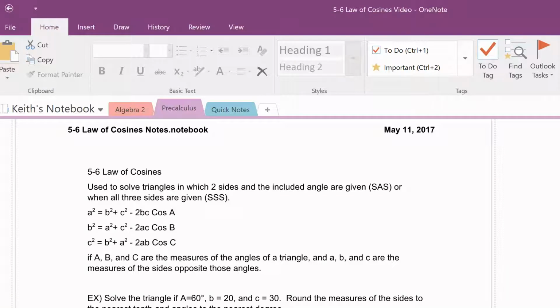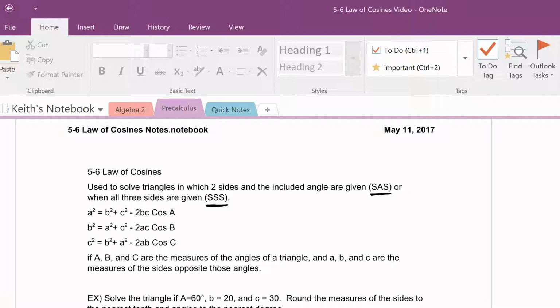Welcome to tonight's video on the law of cosines. We will use the law of cosines when we're given side angle side, where the angle is between the two sides, or when we're given all three sides, side, side, side.